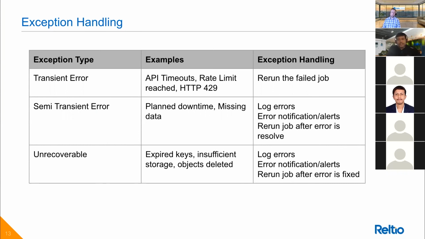The first one is the transient error. These are temporary errors like API timeouts, rate limits, or HTTP 429 errors that might occur. In such cases, you might want to rerun the failed jobs after waiting for a certain number of seconds. Similarly, there are semi-transient or unrecoverable errors. For both these kinds of errors, the practice is that you create a log, make sure that notifications are sent out, and once the issues are resolved, you go back and rerun those jobs to replicate that data.